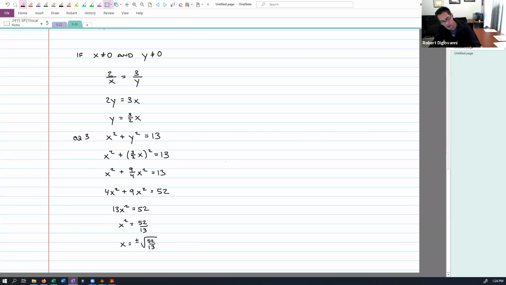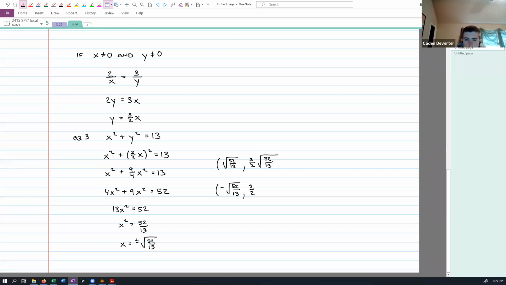So here's where we are. I know that x could be the root of 52 over 13, or x could be the negative root of 52 over 13. What would the y have to be? Well, y is going to have to be 3/2 x. So why don't I just take 3/2 and multiply it times that square root?